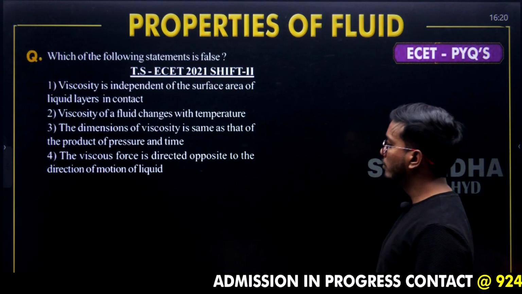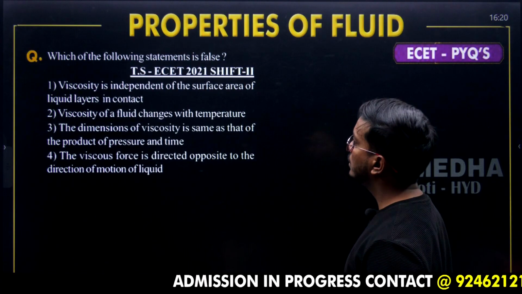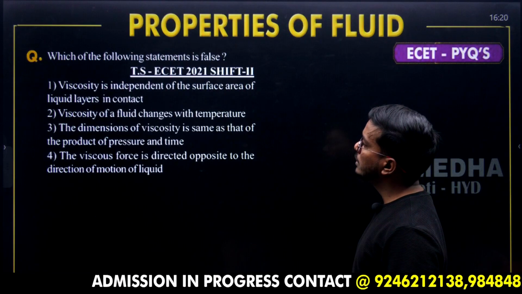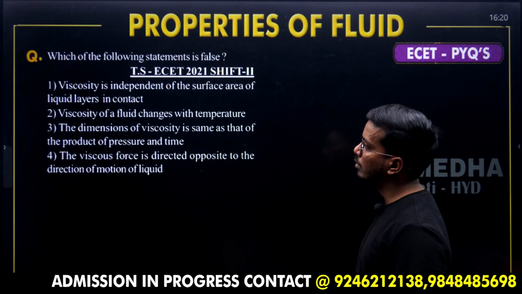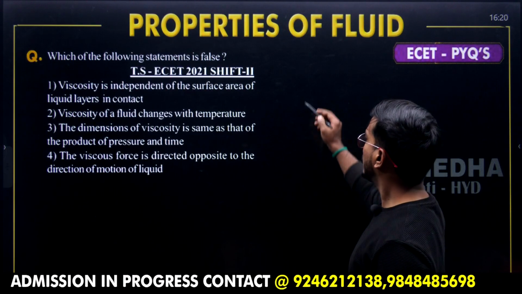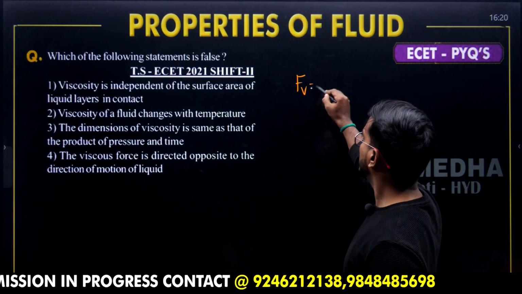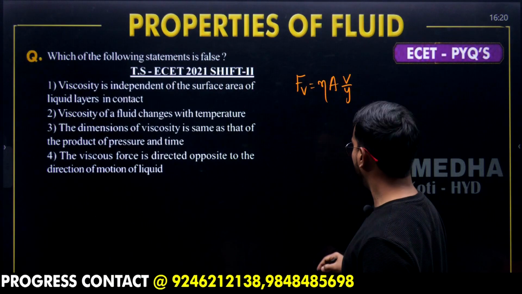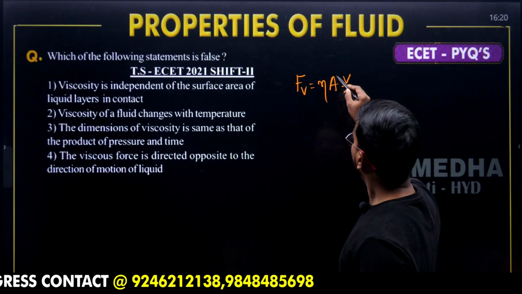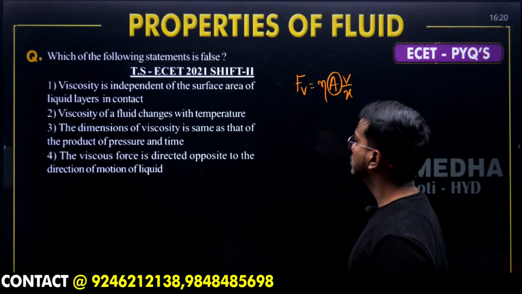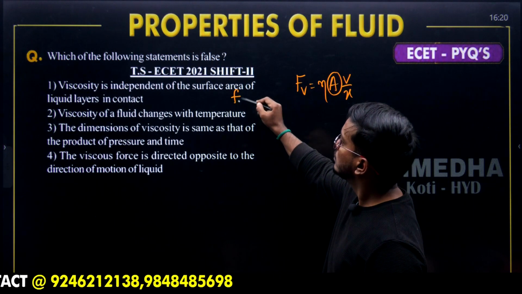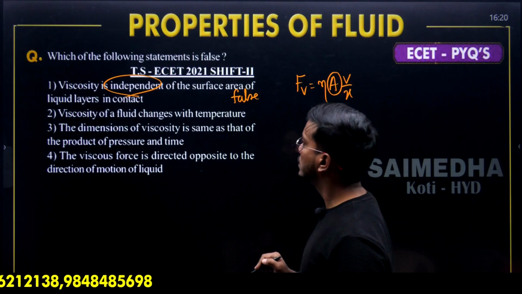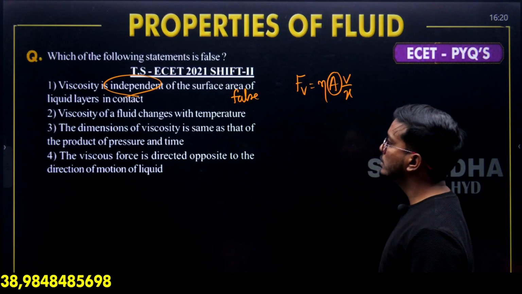Question number 4. Which of the following statements is false? Viscosity is independent of surface area of the fluid layers. We have the formula that viscous force is equal to eta into A into velocity gradient V divided by X. So now we can say that surface area is there. So this is a false statement now, because it is saying independent. So that's why this one is a false statement.